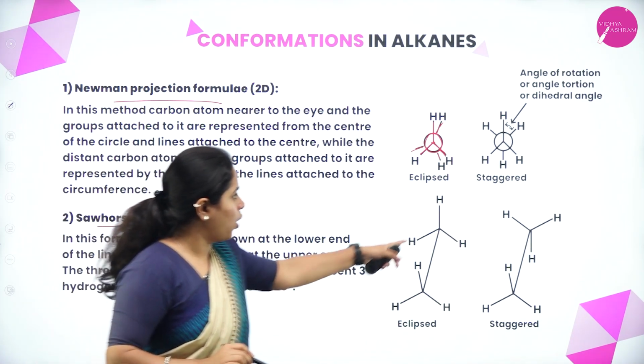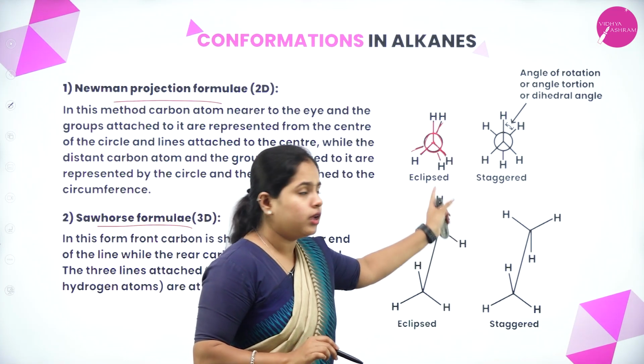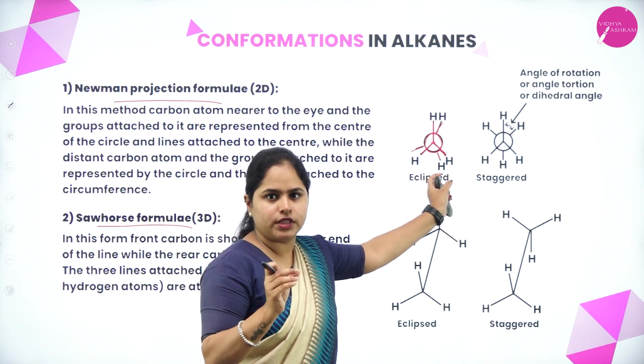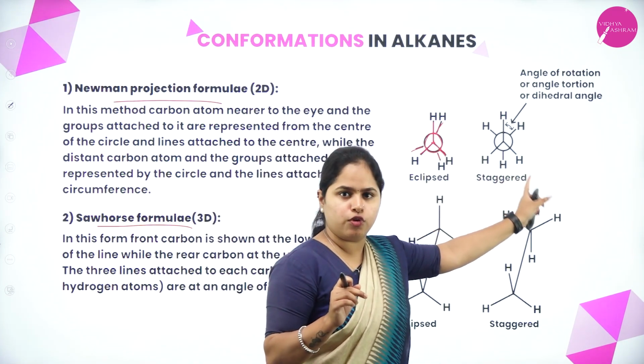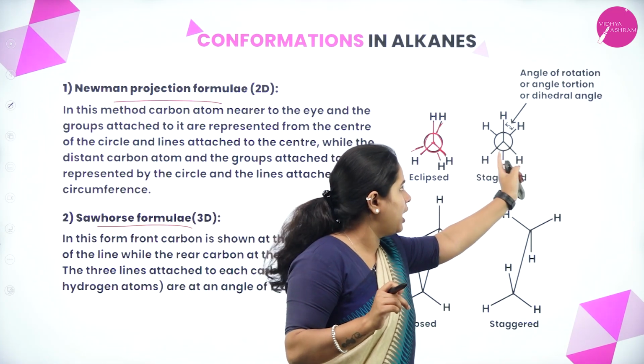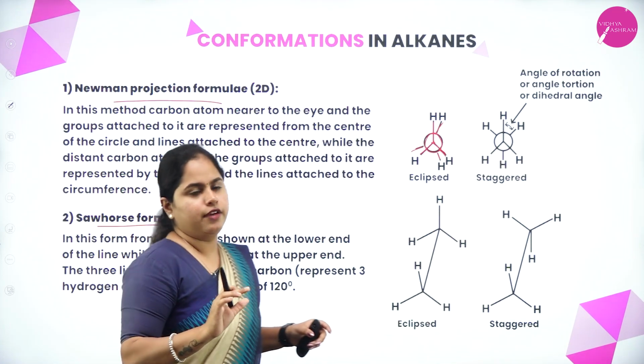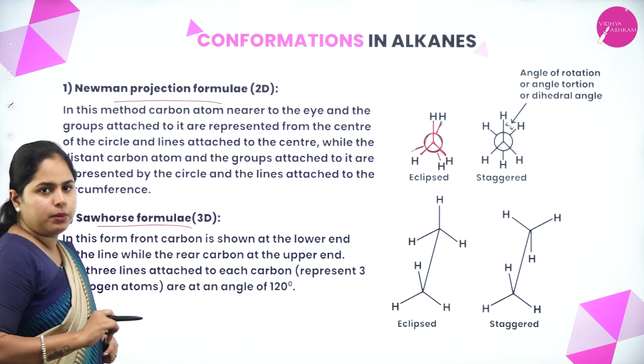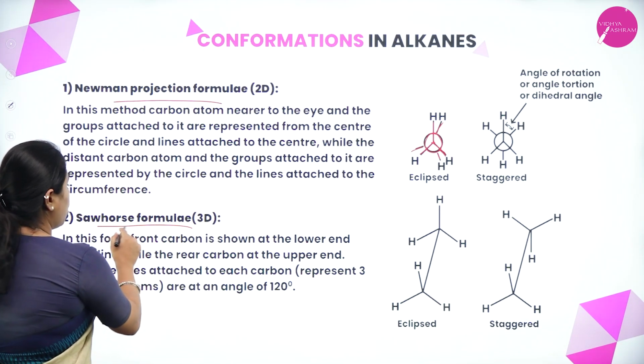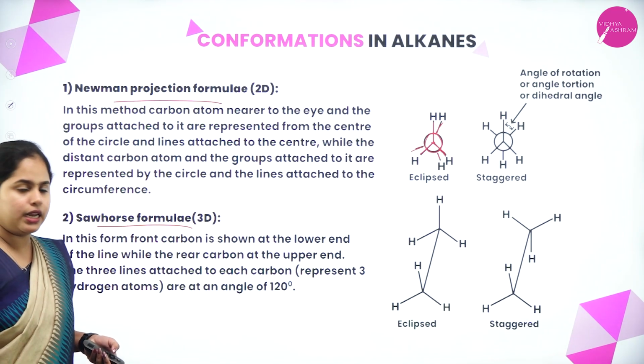So, this is how you represent the eclipsed, how the hydrogen atoms will be close with each other. The same follows for the staggered also, but the hydrogen atoms are placed a little farther away. Right. Now, this is Newman projection. The next one is the Sawhorse formula. So, this is a 3D structure.